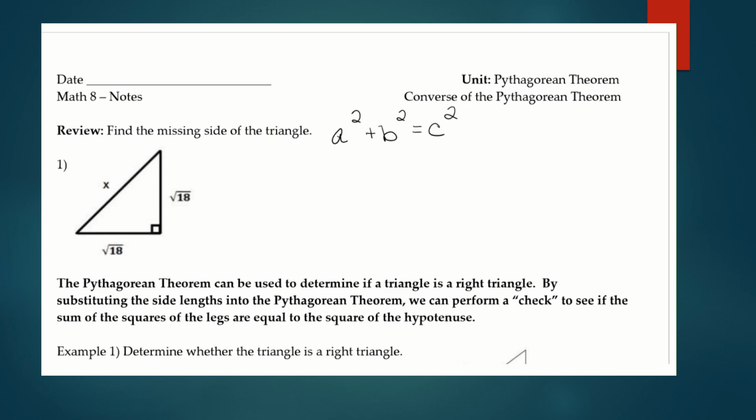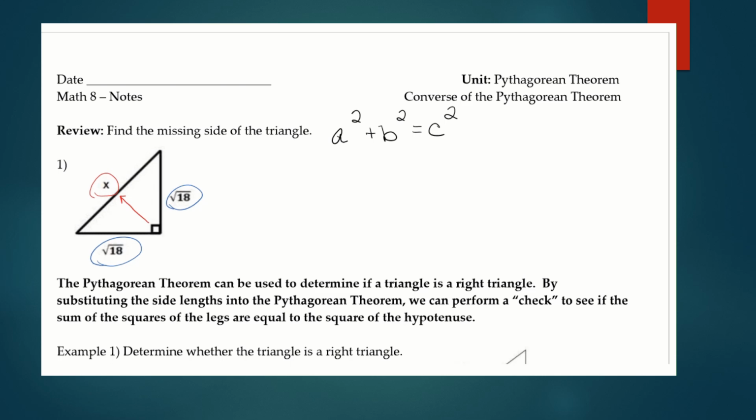Now, A and B correspond to the legs of the right triangle. So the legs are represented by the two sides which create the right angle in the right triangle. The hypotenuse, also known as C, represents the longest side of the right triangle. This is also the side that is directly opposite the right angle. So you have two legs and a hypotenuse that make up the sides of a right triangle.